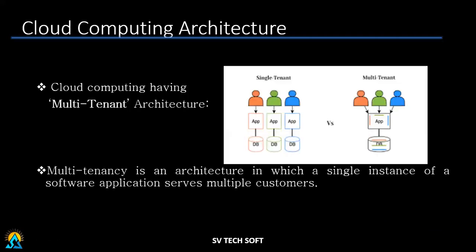Cloud computing architecture. What type of architecture does cloud computing have? Cloud computing has the multi-tenant architecture. Do you know what multi-tenant means? Multi-tenant means the vendor has only one single software, and the same software is given to multiple companies. For example, take Oracle database. How many companies require the Oracle database?